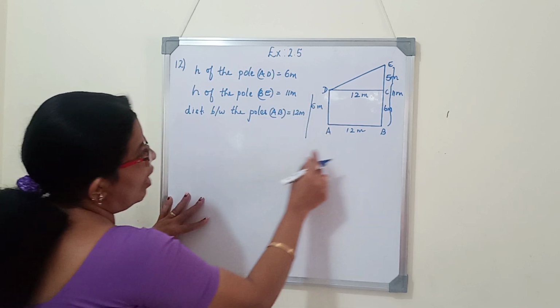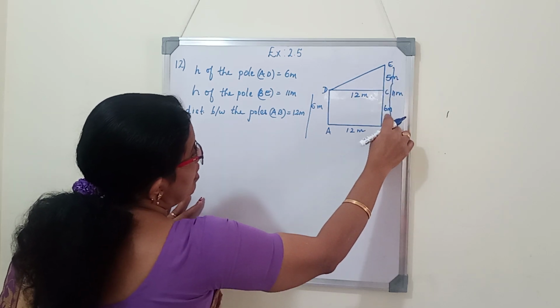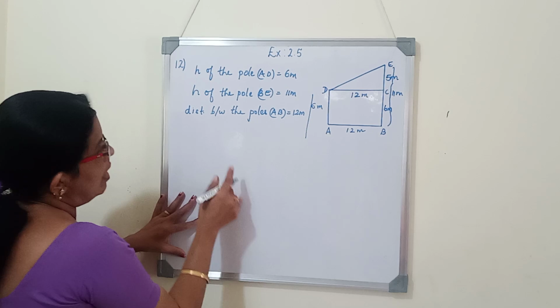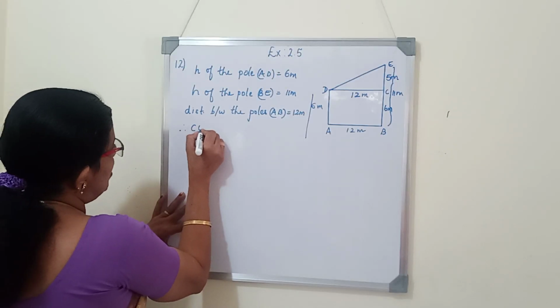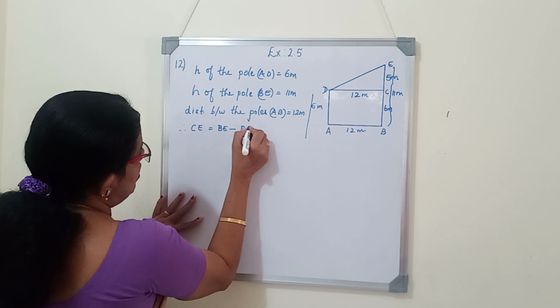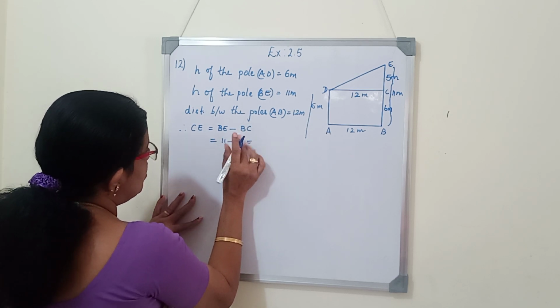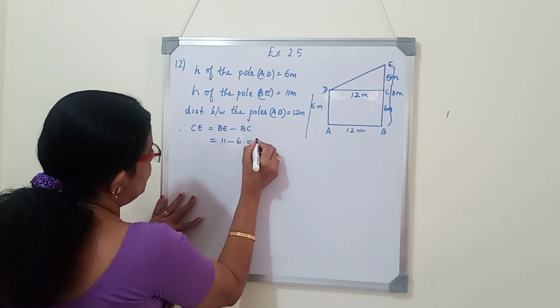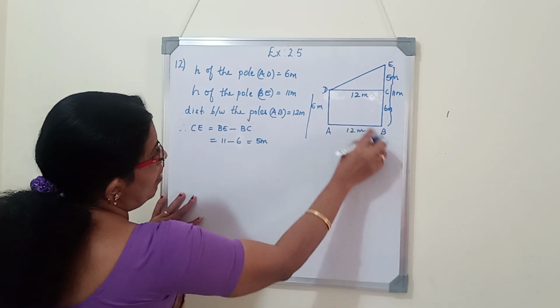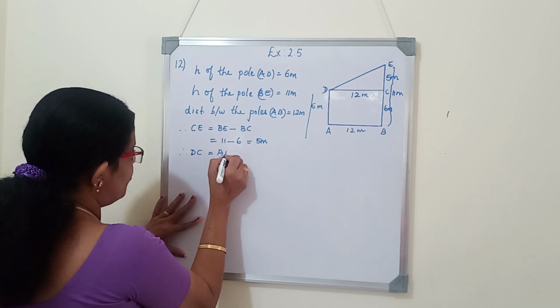Now, as BE is 11 meter and BC is 6, we'll find out CE. Therefore, CE is equal to BE minus BC. That is 11 minus 6, 5 meter. AB equals 12 meter. Therefore, DC is also 12 meter.